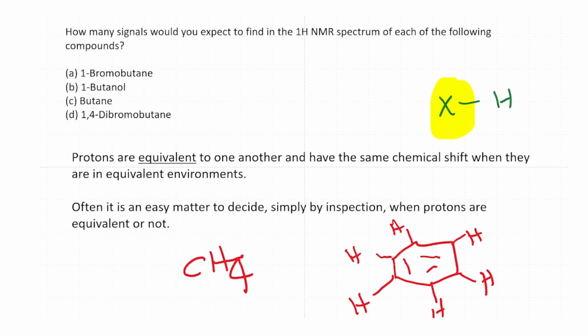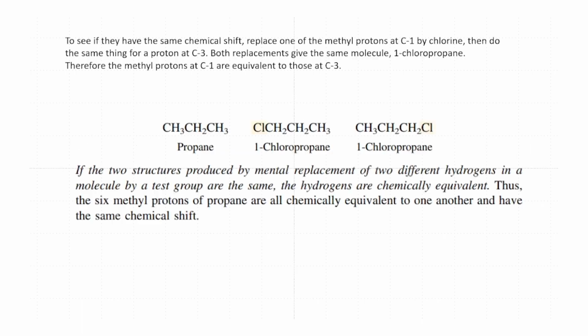The last example is tetramethylsilane, which we have seen many times: CH3, CH3, CH3, and CH3. All the 12 hydrogens are equivalent because they are in exactly the same environment. But in some cases it may not be as straightforward to understand this, and so what we can do is to mentally replace a proton in a molecule by a test group.